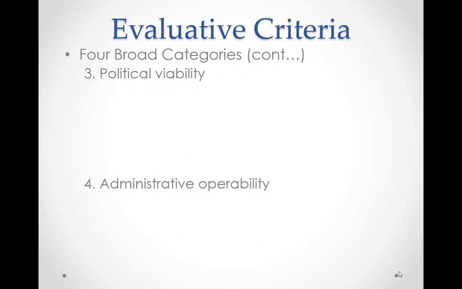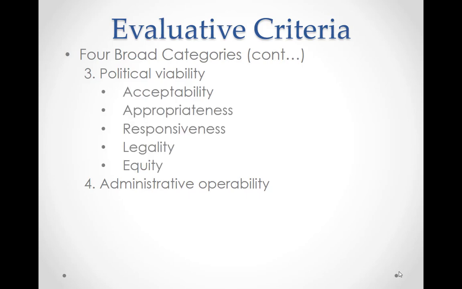The next 2 are political viability and administrative operability. A policy has very little chance of being implemented if it doesn't pass the political tests. Assessing political viability involves evaluating policy alternatives' acceptability, appropriateness, responsiveness, legality, and equity. The acceptability refers to both actors in a policy or political process or the clients or recipients of the public goods or services. Really, you need to measure the acceptability amongst the most salient or important stakeholders.